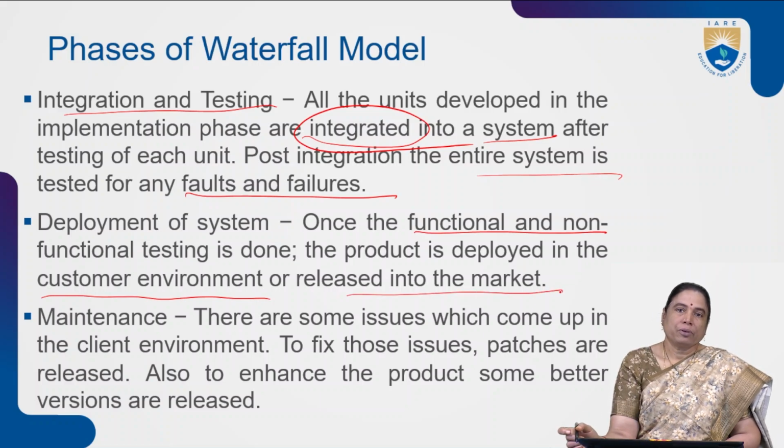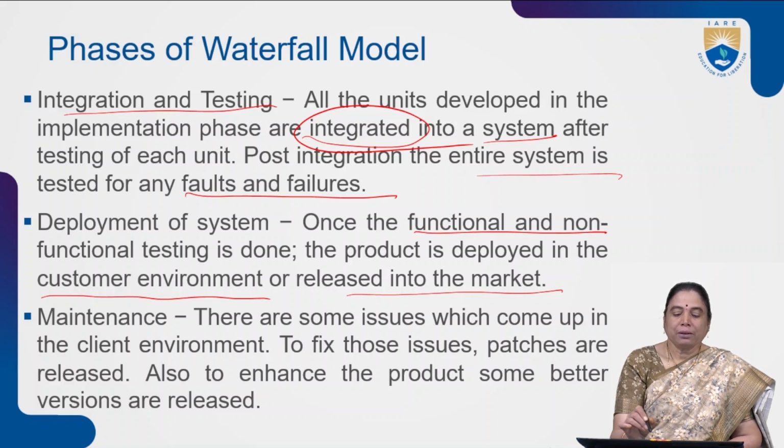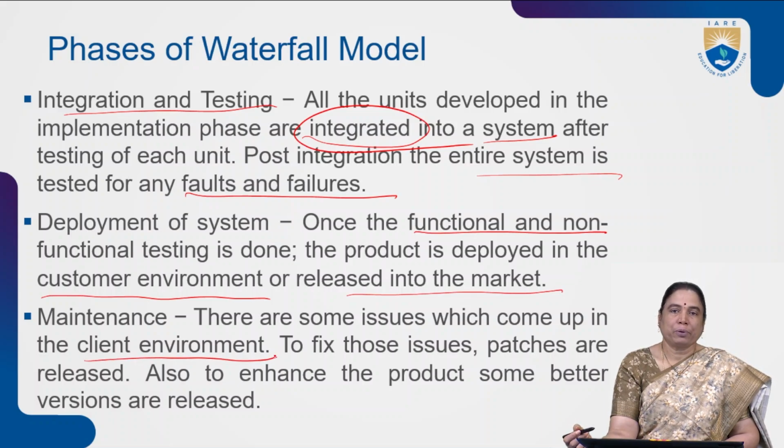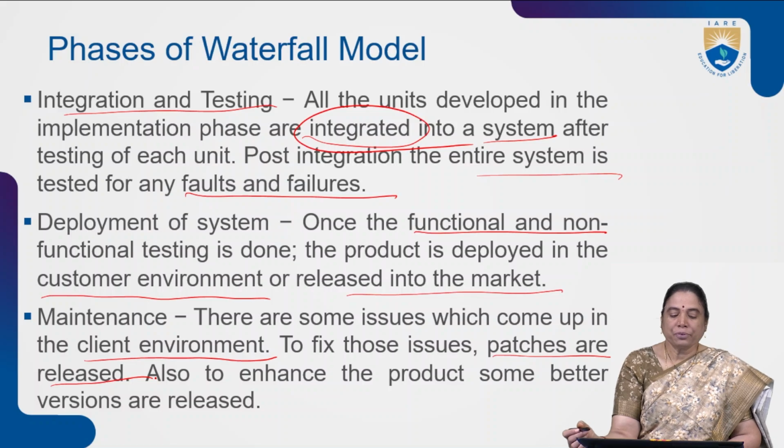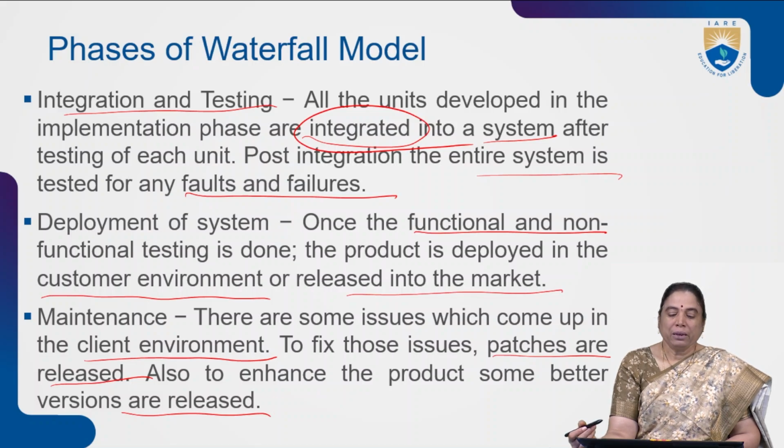The last phase of the life cycle is maintenance. There are some issues which come up in the client environment after deploying the developed project in the client's environment. To fix those issues, patches are released. Also, to enhance the product, some better versions are released. So, the re-engineering process can be used to mitigate these types of errors.